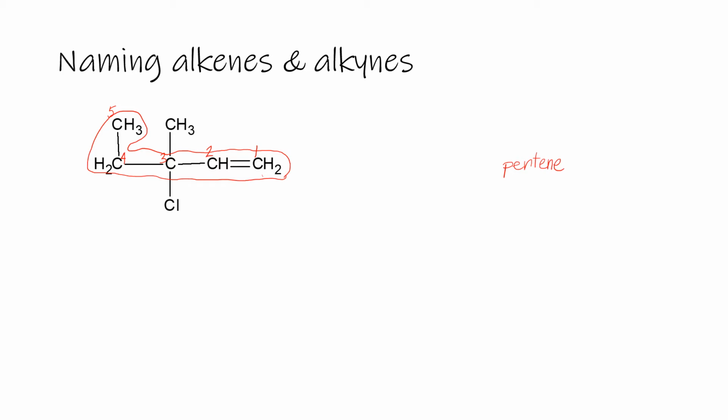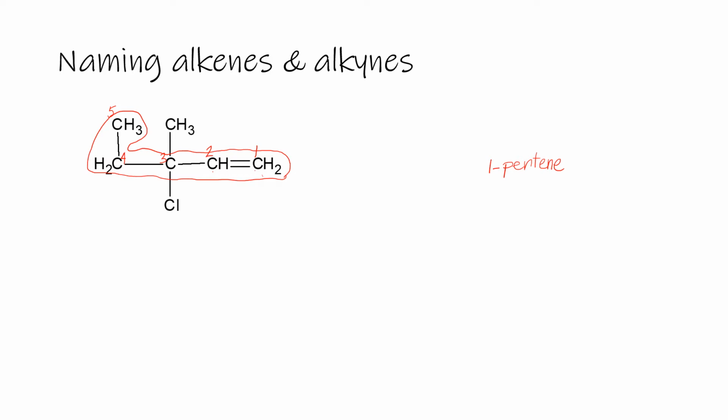But for alkenes and alkynes, we need to include a number in front that tells us where that double bond starts. And so it's going to be the lowest of the two numbers of the carbons. So in this case, it's going to be 1-pentene, telling us that that double bond starts at carbon 1. So it's going to be between carbon 1 and carbon 2.